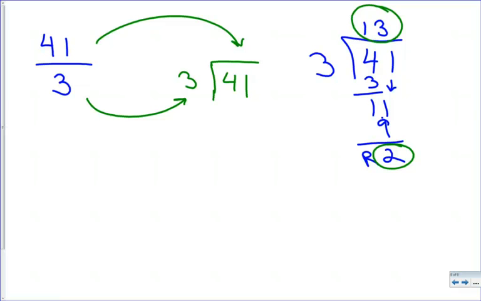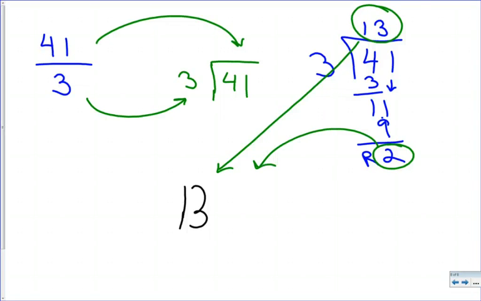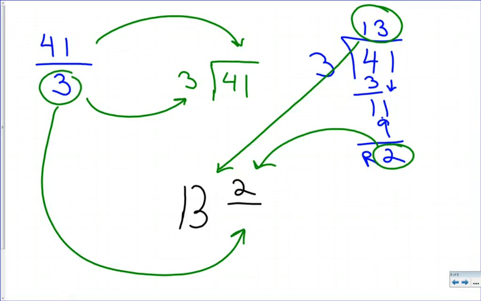Because what the 13 does is it becomes our whole number portion. What that 2 becomes is our new numerator. And our denominator stays the same. It never changed. That denominator stays where it was. Now let's test that. Let's take 13 2/3 and try turning it back into an improper fraction.